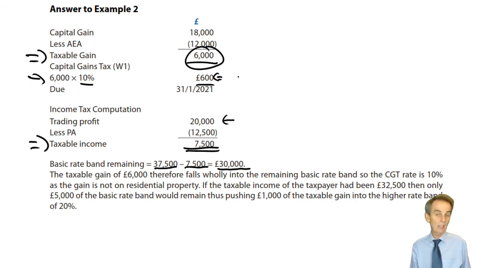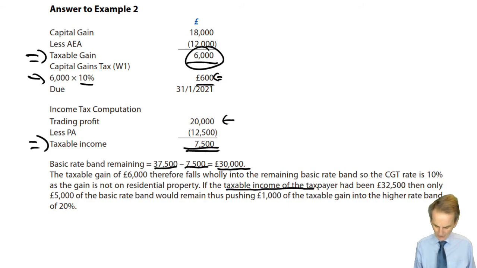If it were relevant, if it were required, it wasn't here, but we know that the CGT liability is due the 31st of January following the end of the tax year. Our tax year 2019/20, therefore the following 31st of January 2021. Taxable gain of 6,000 therefore falls wholly into the remaining basic rate band, so the CGT rate is 10%, as the gain is not on residential property, as we have said.